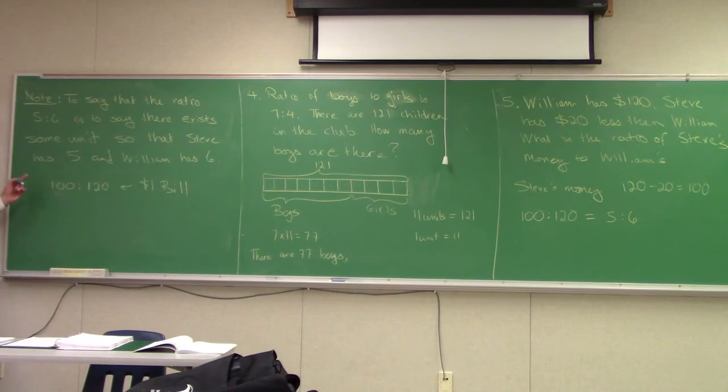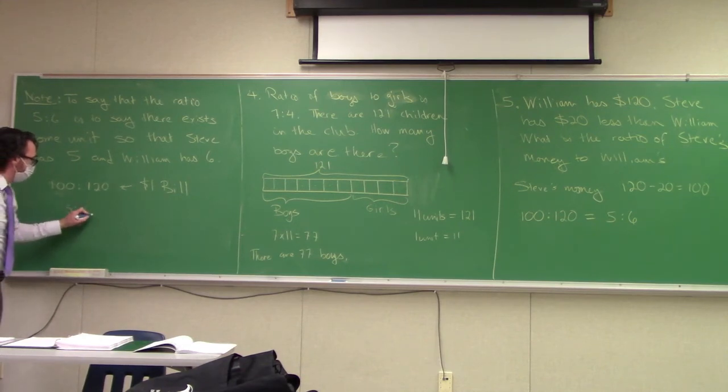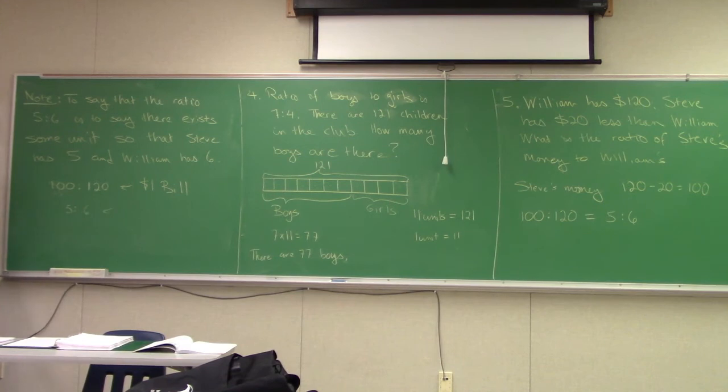So if I gave them all dollar bills, Steve has 100, William has 120. What's my unit here? What does Steve has 5 of and William has 6 of? $20 bills, that's the unit of measurement here. If we were to phrase things in terms of $20 bills, Steve has 5 of those $20 bills, William has 6 of them.